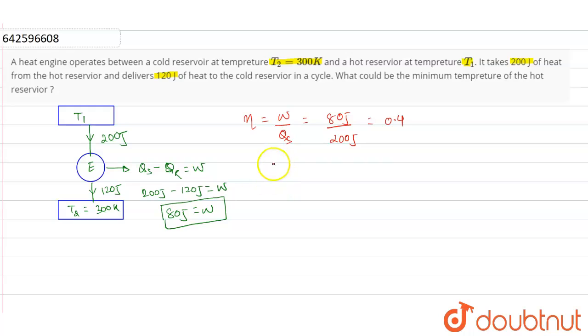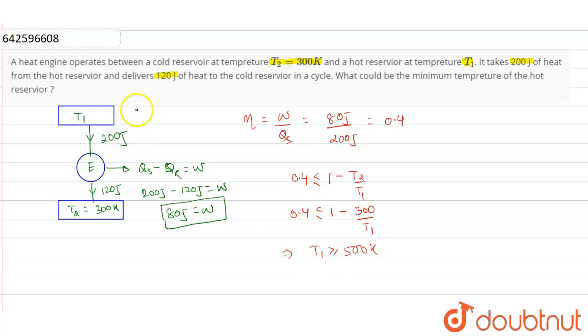Now from Carnot's theorem, as we know, the efficiency of any engine is less than or equal to the Carnot engine's efficiency. So 0.4 is less than or equal to the Carnot engine efficiency, which is given as 1 minus T2 by T1. Now 0.4 is less than or equal to 1 minus 300 Kelvin divided by T1. From here we can calculate the value of T1. It will be greater than or equal to 500 Kelvin.